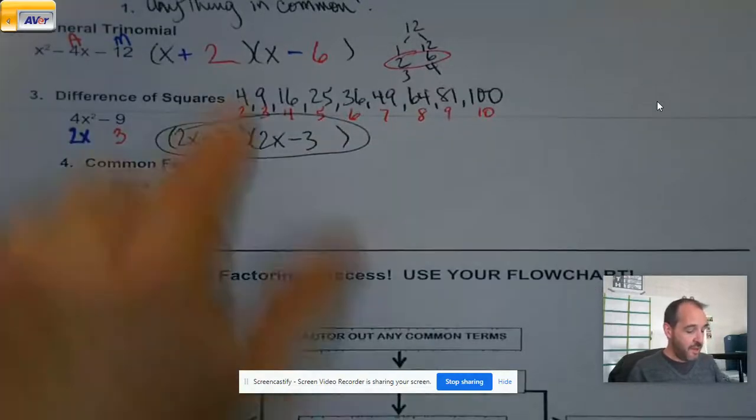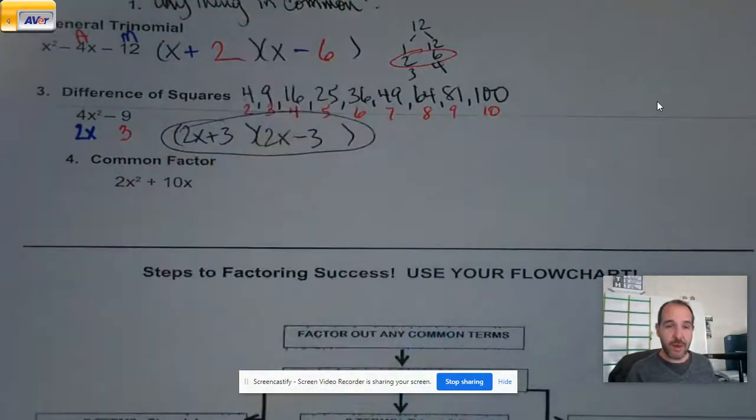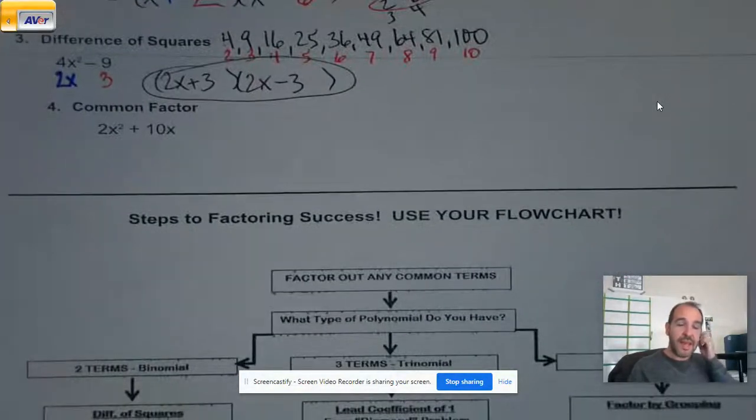Okay, and then our common factor, which we kind of talked about up here, is our golden rule. And again, it can be a number, it can be a coefficient, it can be a variable, it can be both.